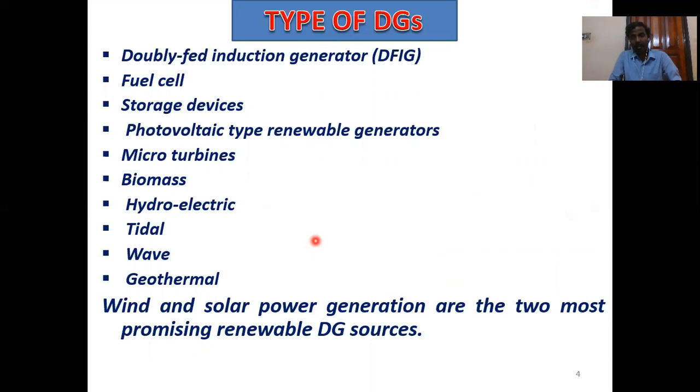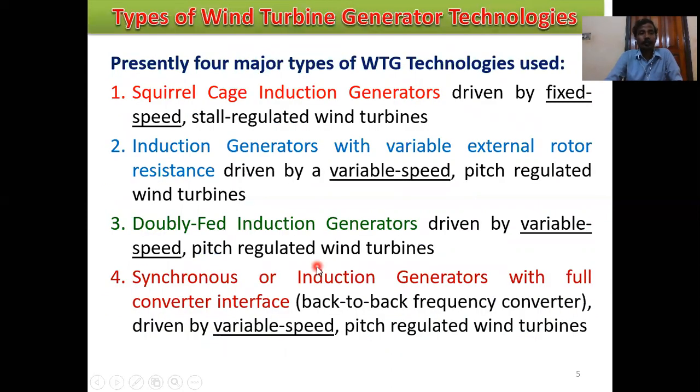And what are the distributed generation sources and their types? The main sources are double fed induction generators, fuel cells, storage devices, photovoltaic type renewable generators, microturbine, biomass, hydroelectric, tidal, wave, geothermal, wind and solar power generation. Wind and solar are the two most promising renewable energy sources.